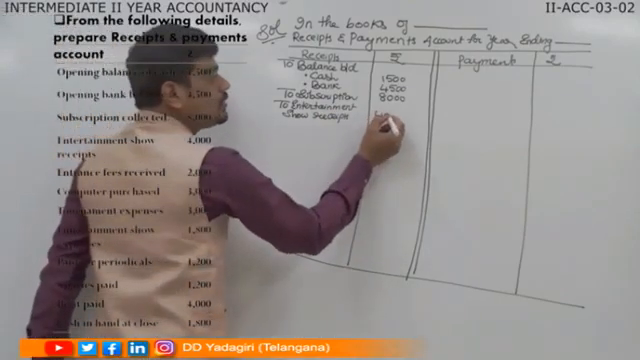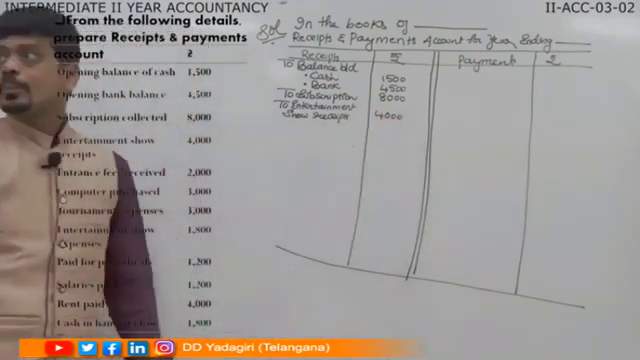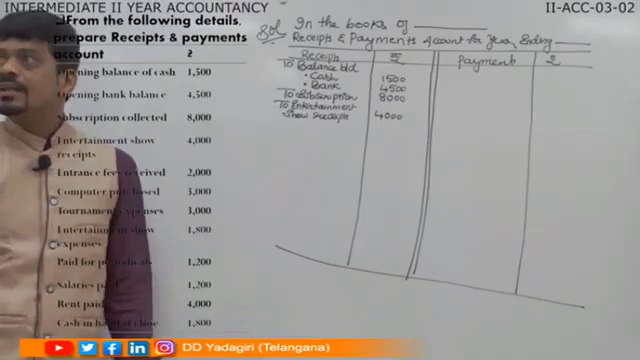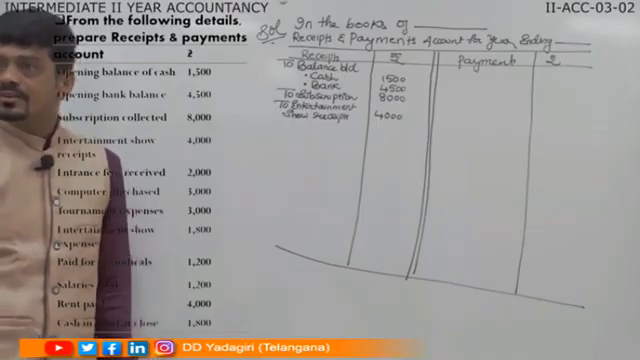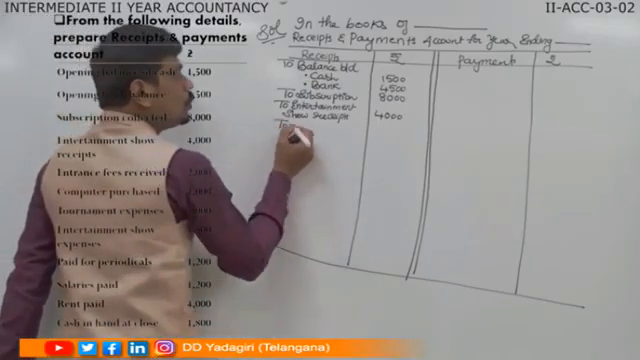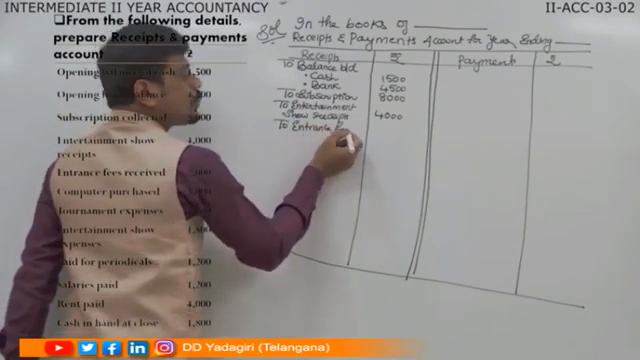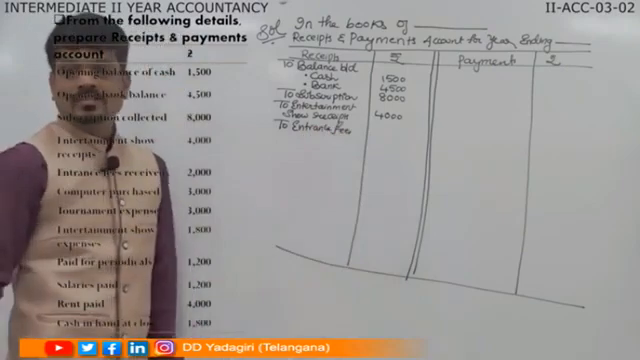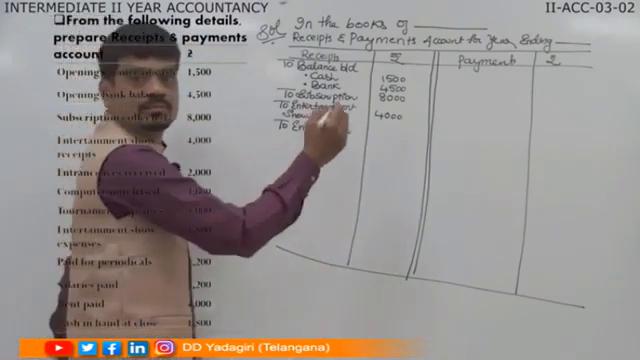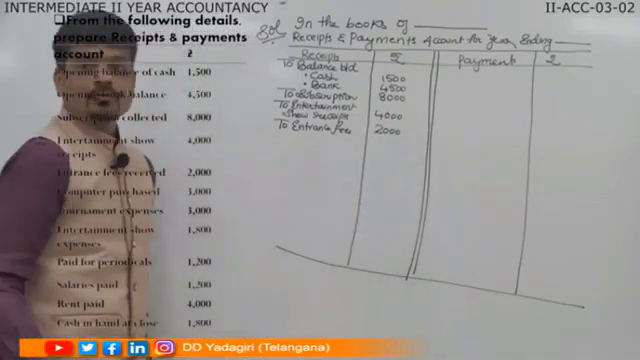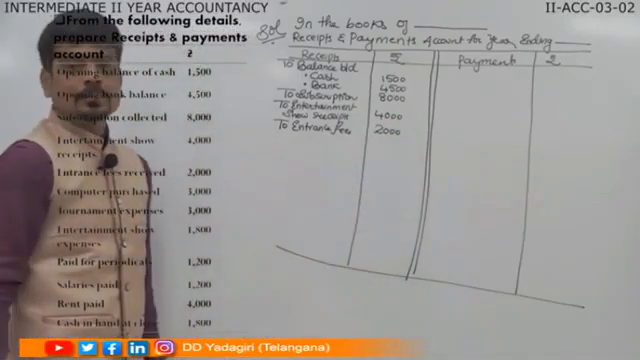And the amount is 4000. Followed by entrance fee received. Again, the entrance fee received is a receipt. So to entrance fees. Amount of entrance fees is rupees 2000. So we'll write 2000.